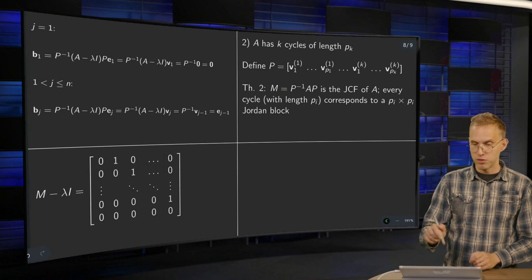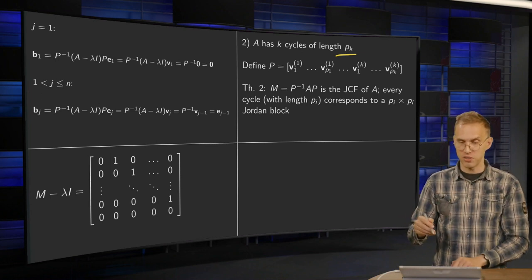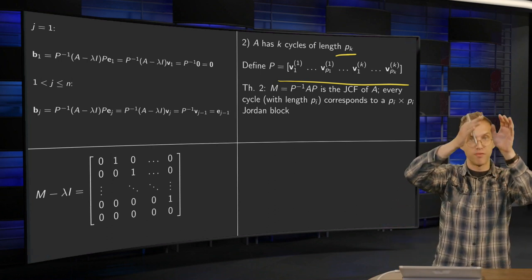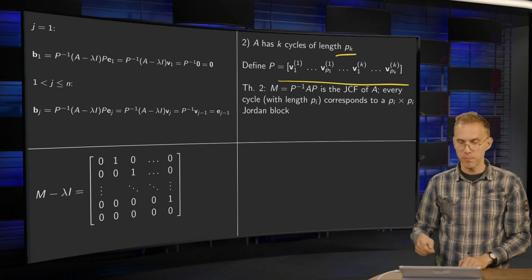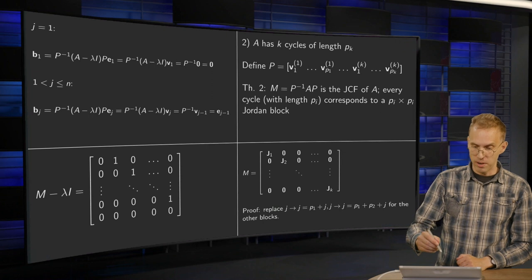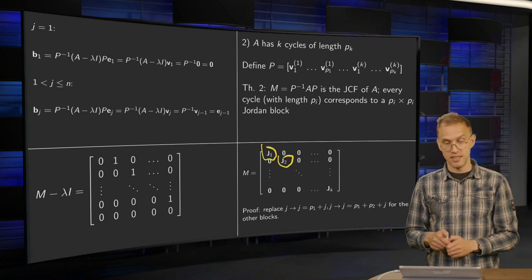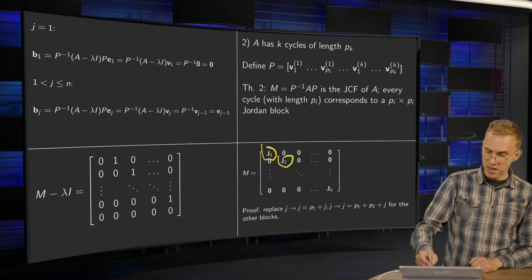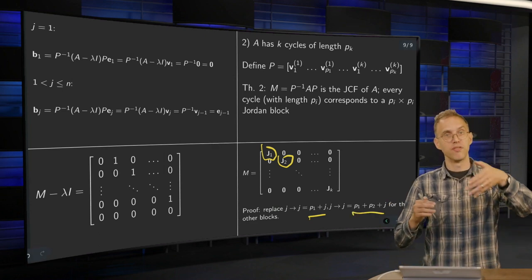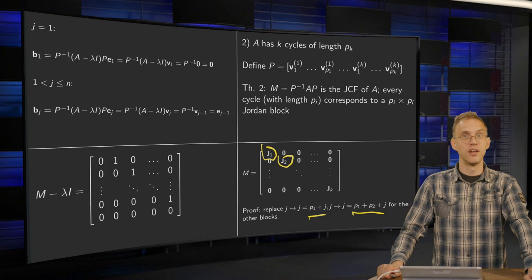Now generalizing to more cycles is straightforward. If you know how to do this for one cycle, you also know how to do this if you have multiple cycles. You define your P by just putting all the generalized eigenvectors in your matrix P: first the first cycle, then the second cycle, third cycle, and so on. You again compute P inverse A times P. Then your M matrix will not have one Jordan block, but multiple Jordan blocks. And you do exactly the same proof. Only in the proof you replace j by j equals p1 plus j for the second block, and j equals p1 plus p2 plus j for the third block, and so on. In this way, you can prove the theorem also if you have multiple blocks and multiple cycles.